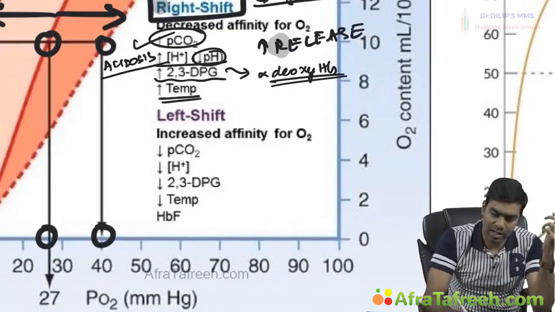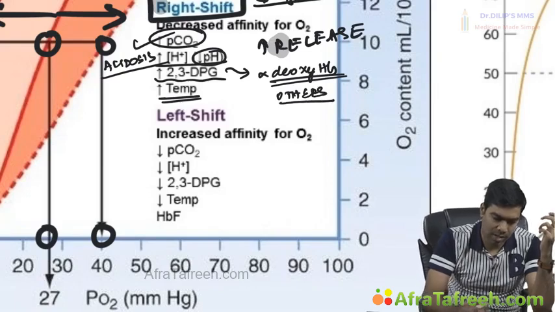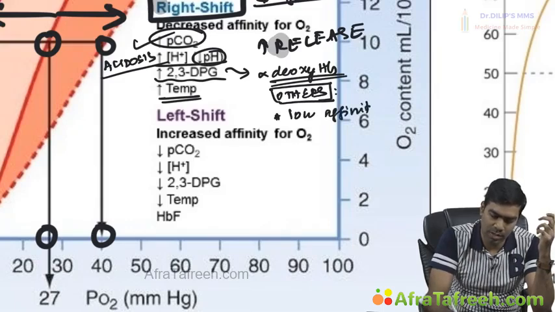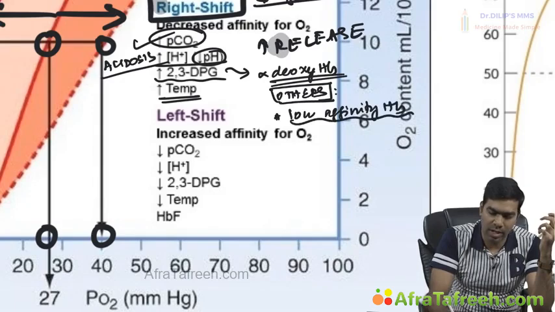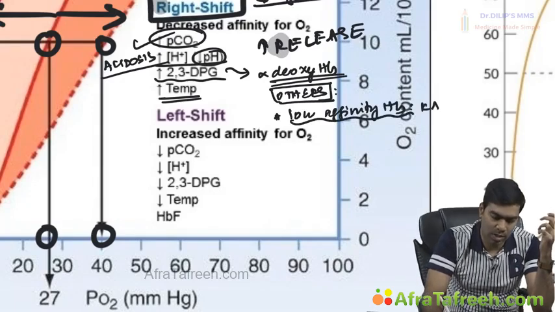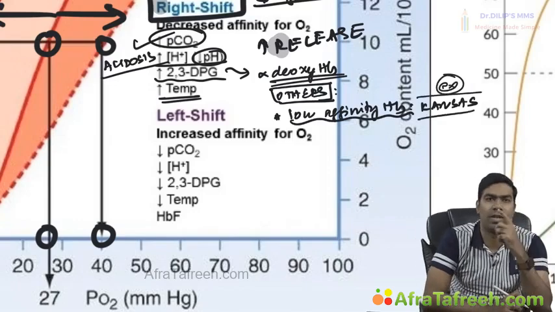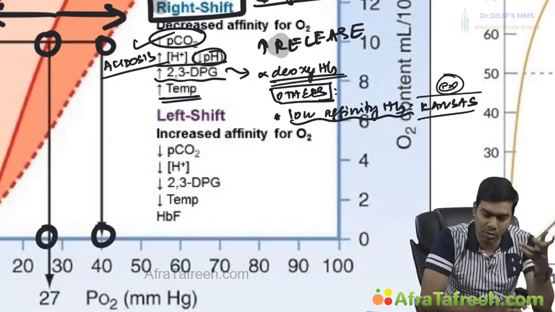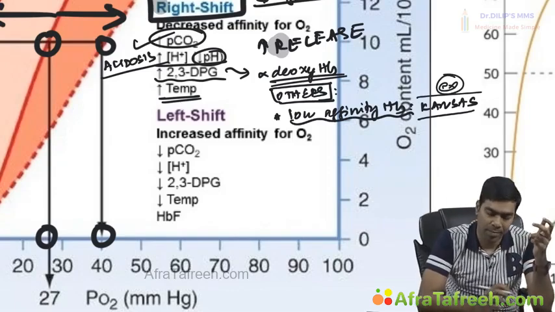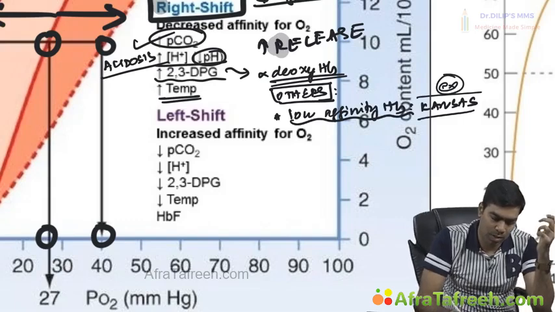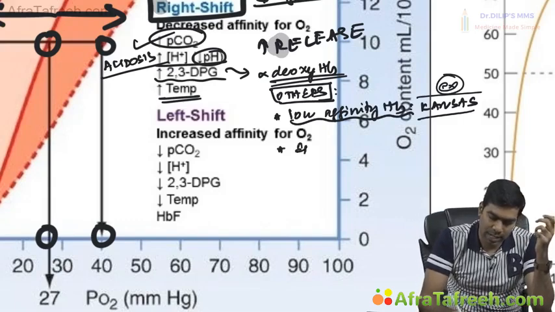Apart from that, there are certain other things that cause a right shift that I have not mentioned. What are the other things that can cause a shift to the right? For example, low affinity hemoglobins. Certain low affinity hemoglobins can cause a shift to the right. What are the low affinity hemoglobins? I told you there is something called HB Kansas. There are a lot of variants of low affinity hemoglobin. One of the important examples is HB Kansas, which is going to shift the hemoglobin curve towards the right. Similarly, exercise is there.